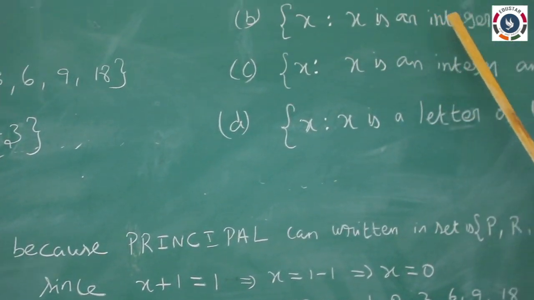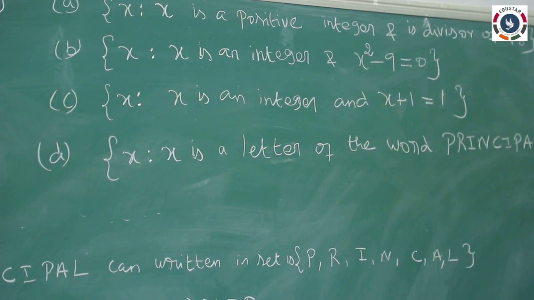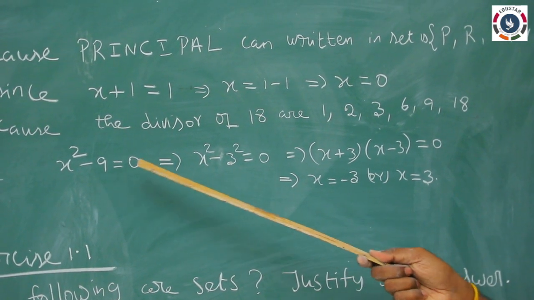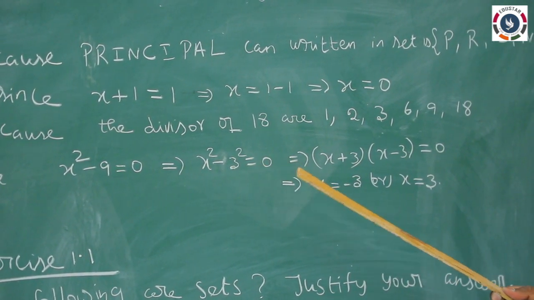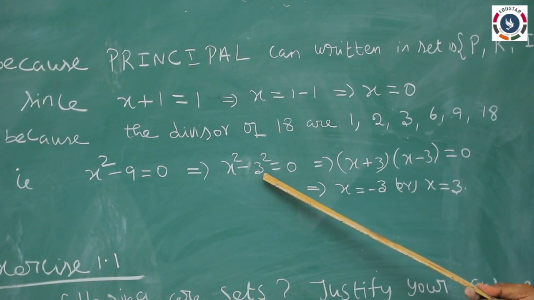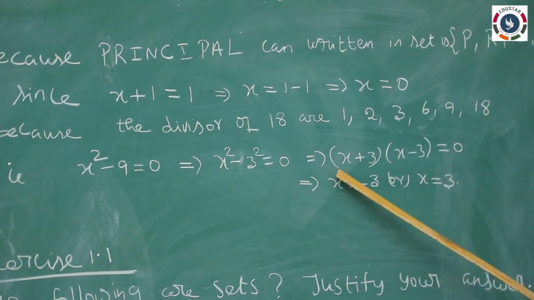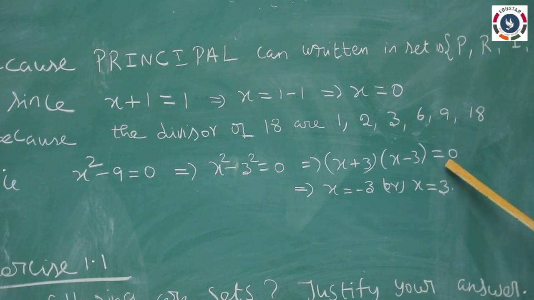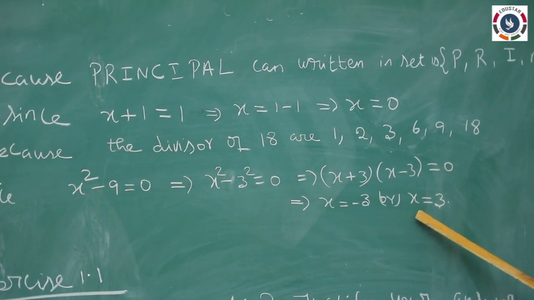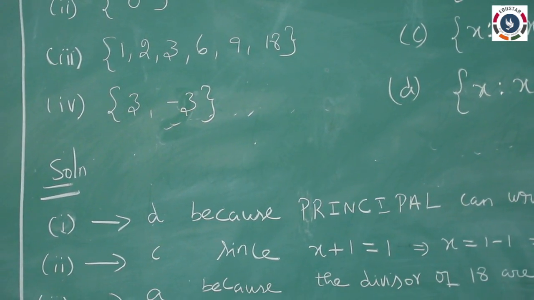B is: x is an integer and x square minus 9 equals 0. That is x square minus 9 equals 0. This implies it can be written as x square minus 3 square equals 0. This is of the form a square minus b square. We know that a square minus b square equals (a plus b) into (a minus b). So (x plus 3) into (x minus 3) equals 0. So this implies x equals minus 3 or x equals 3. The values we get are 3 comma minus 3.